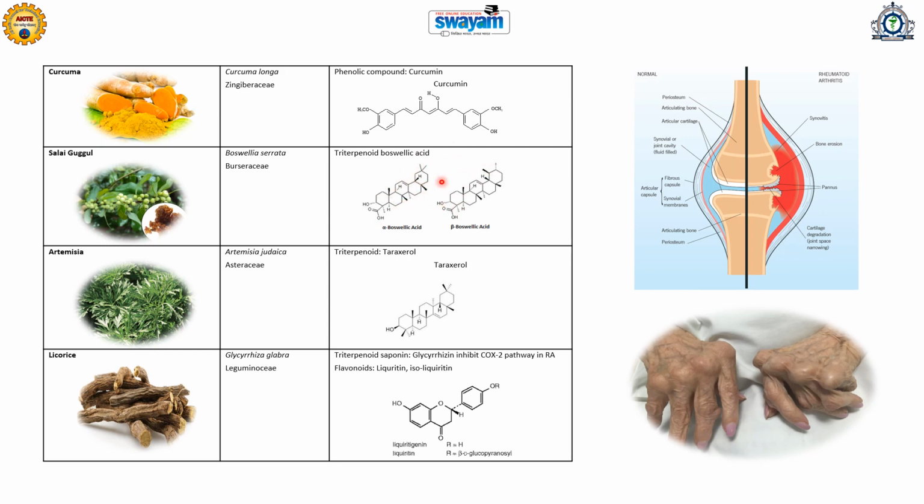This is the common drug that is mostly found in the various traditional formulations for inflammations or for arthritis treatment. Next is Artemisia, which is Artemisia judaica, Asteraceae family.